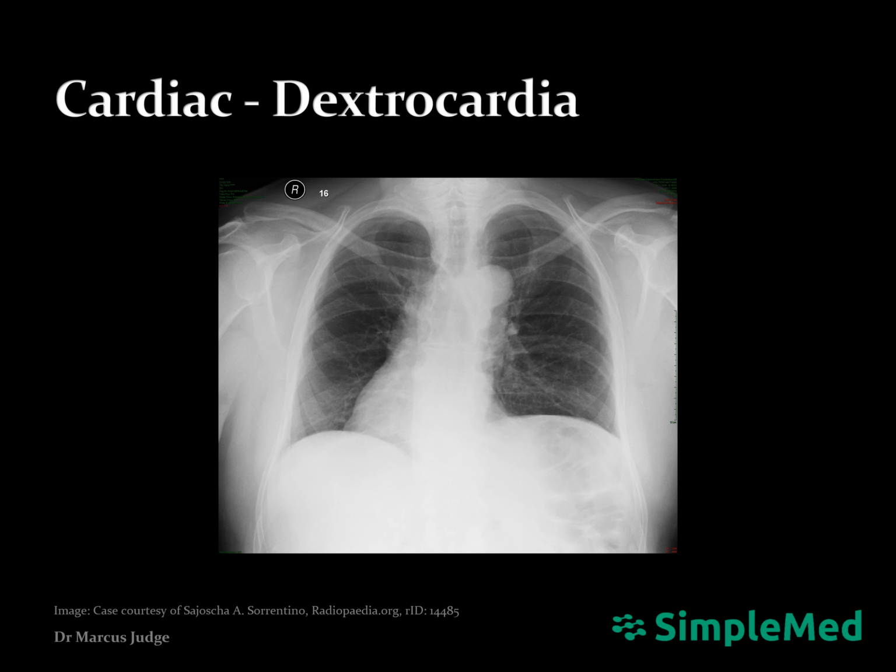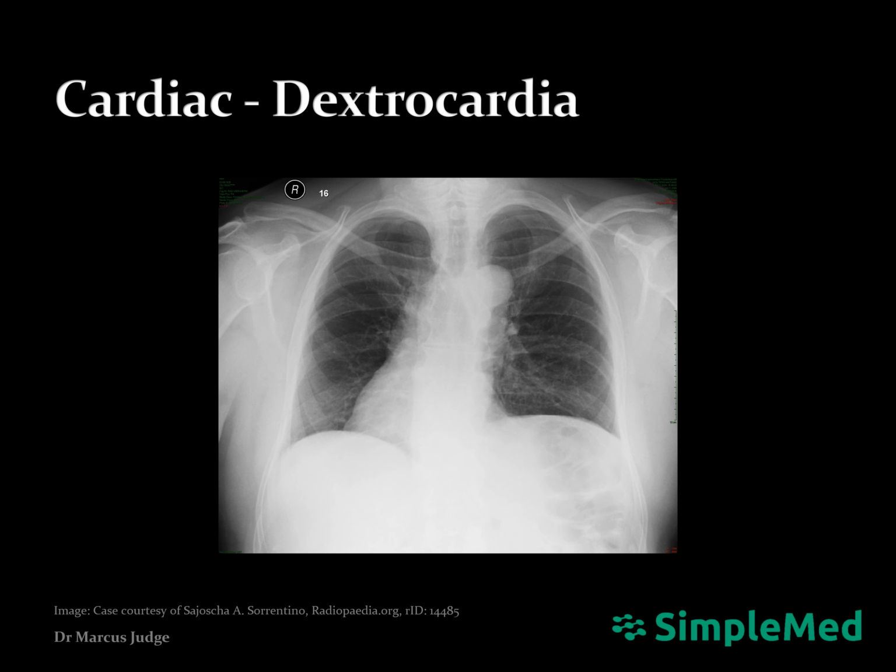Dextrocardia is a congenital cardiac malposition in which the heart is situated on the right-hand side of the body rather than the left, with the cardiac apex pointing to the right. While it would be ideal for this to be picked up on clinical examination, it is important to not be confused when seeing this 1 in 12,000 presentation.